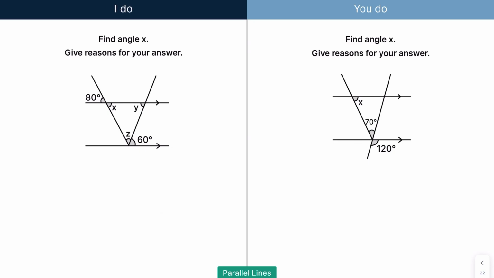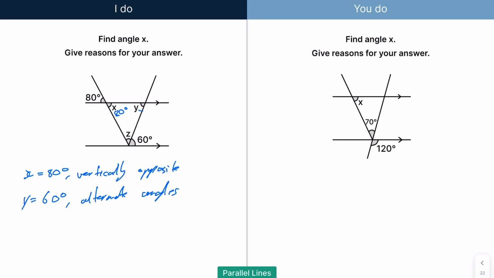Moving on. So here we've been asked to find, it does say find angle x, but what it should really say is find the missing angle. So we need to find x, y, and z. Okay, so x is going to be 80 degrees because it's vertically opposite. So you can write that in, that's 80. And y is going to be 60. So just to clarify that, x is vertically opposite here, so that's 80. Now, y is an alternate angle to this 60 degree angle. So we know y is going to be 60 because of alternate angles.